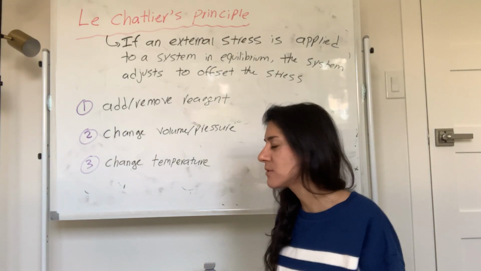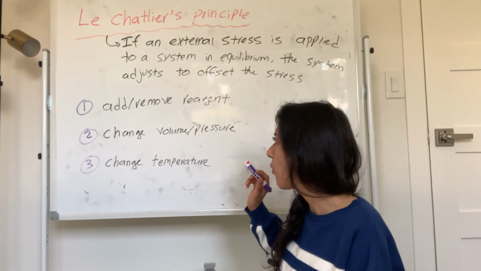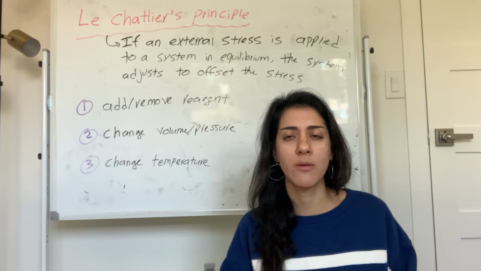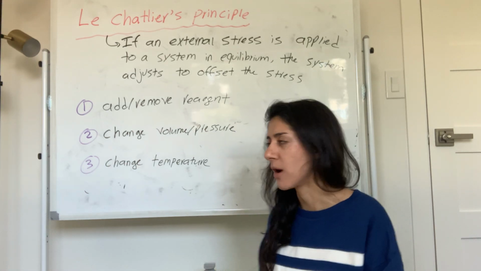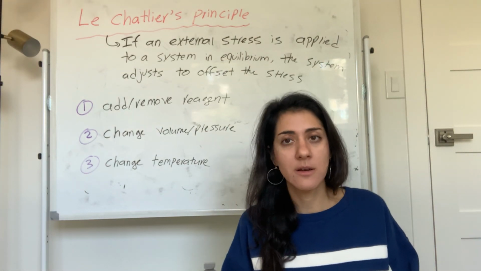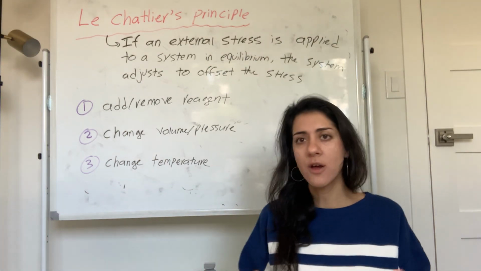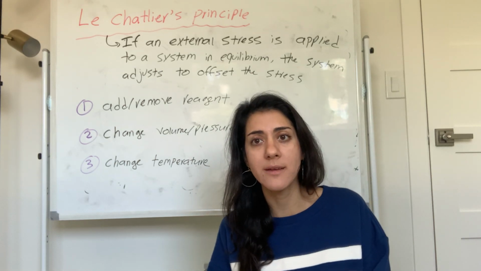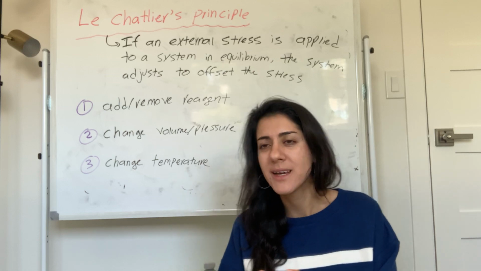Now, the best way to teach you the Le Chatelier principle is doing a practice problem. So I'm going to quickly go over what stresses can be added, and then I'm going to do a practice problem. You can add or remove a reagent, and that's the external stress, and the system has to adjust to offset that. For example, if I add a reagent, it would have to shift to consume it. If I remove a reagent, it would have to shift to make more of it.